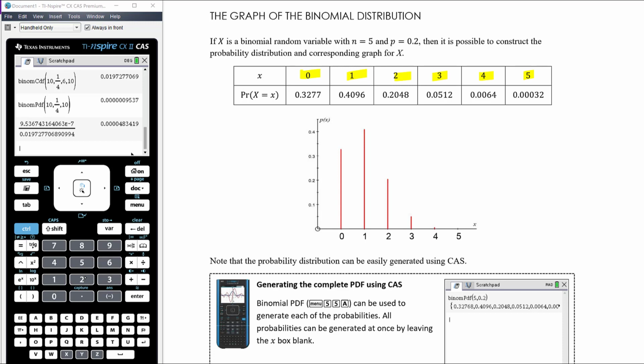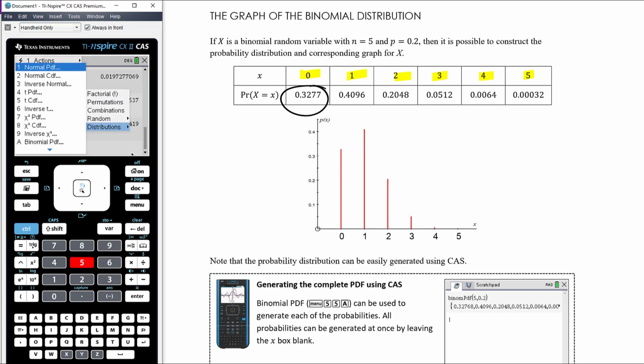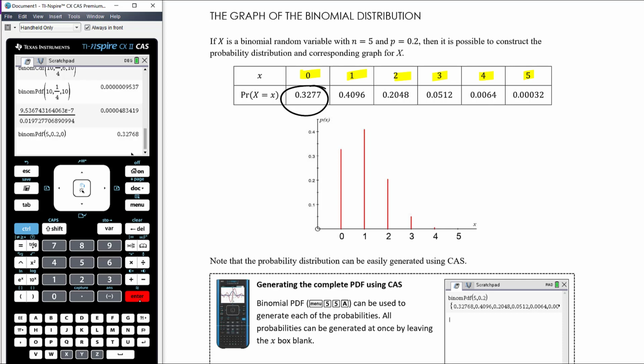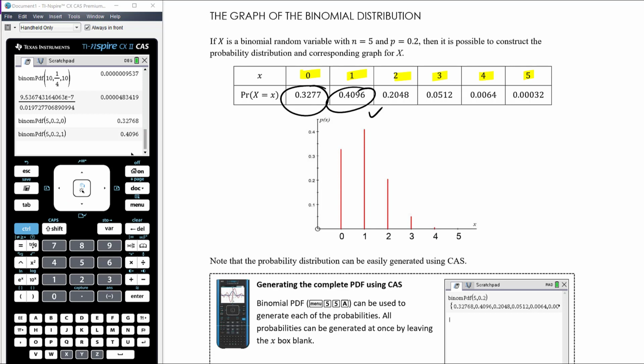So for example, this probability here is coming from menu 55A, number of trials is 5, probability of success is 0.2 and the x value is 0, and we get 0.3277 to 4 decimal places. We can edit that and change it to 1 to work out the probability when x equals 1. It is 0.4096, correct to 4 decimal places.